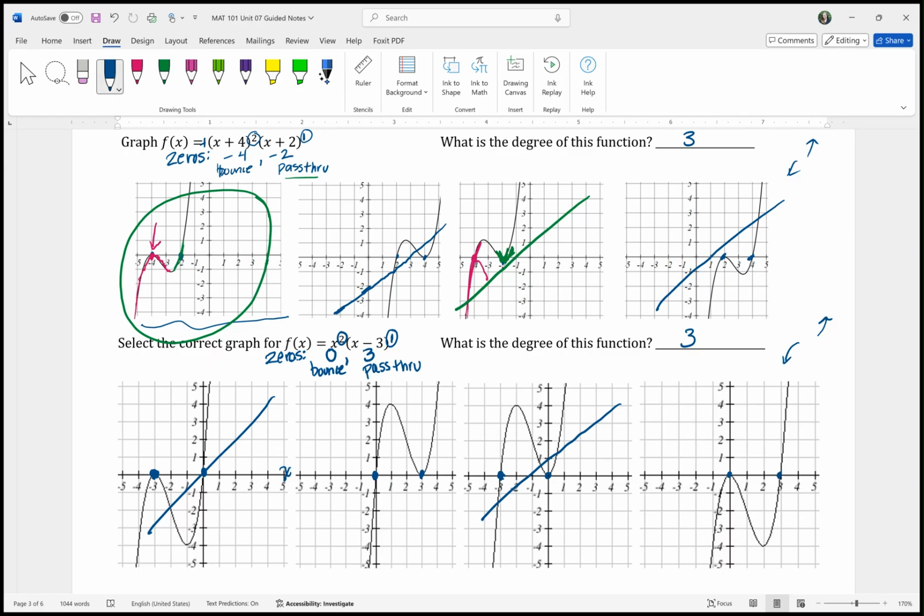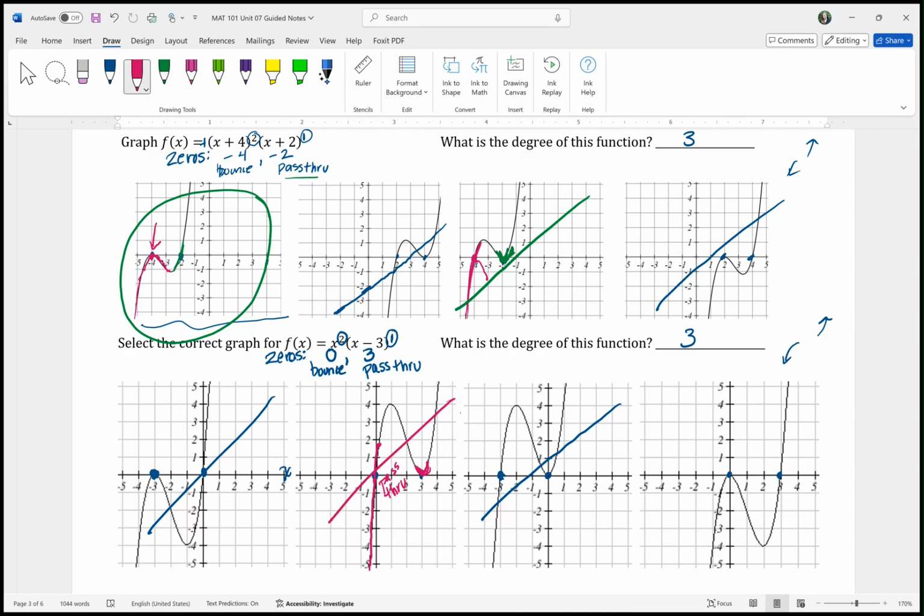So now out of the two choices that we have, we need a bounce at 0. So let's look at our first option. From the left side of the graph, follow it up and look at 0. What happens here at 0? Do we bounce? Do we go back the other direction, or do we pass through that x-axis? We're passing through. So this is actually a pass through right here. Here's your bounce, but it's bouncing at 3. So this is not going to be the answer.